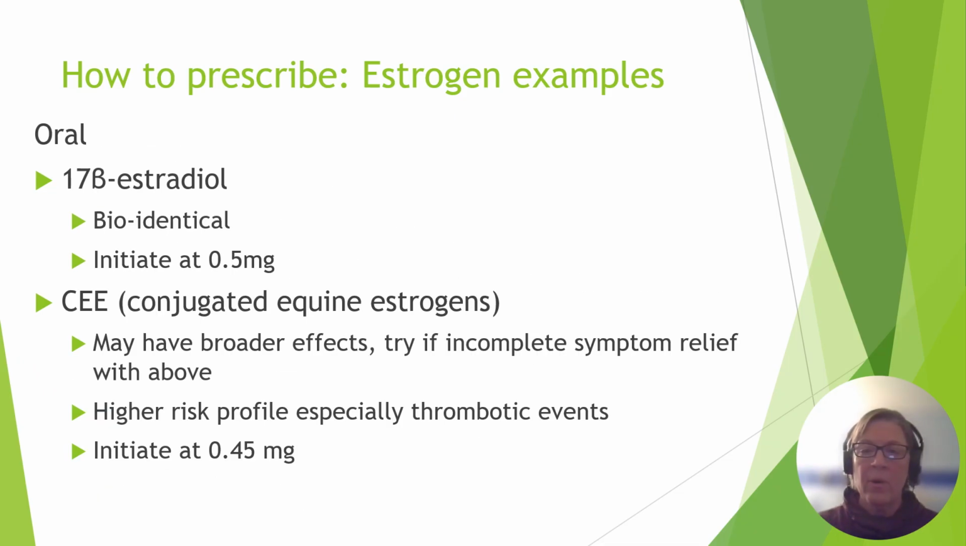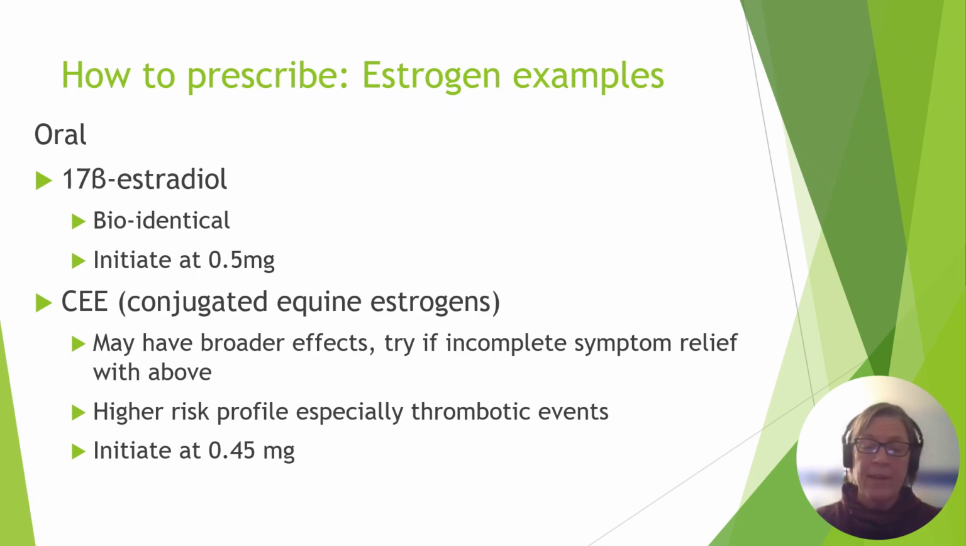If you're going to be prescribing oral estrogen, again, we have the option of the 17-beta estradiol as the bioidentical. Typically, the lowest dose you can find this in is 0.5 milligram per day. I very rarely use conjugated equine estrogens because of some increased thrombotic risks, but these sometimes have broader effects. So if you're not getting complete symptom relief with the 17-beta estradiol, occasionally this one will be one that I try. I don't have people on it for too long because it does have that higher risk profile, and the starting dose is 0.45 milligram per day.